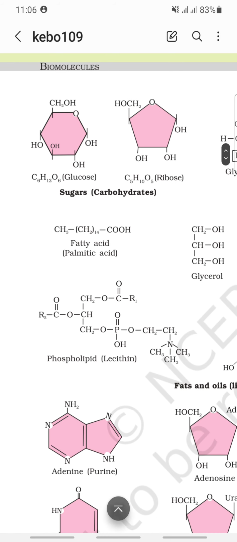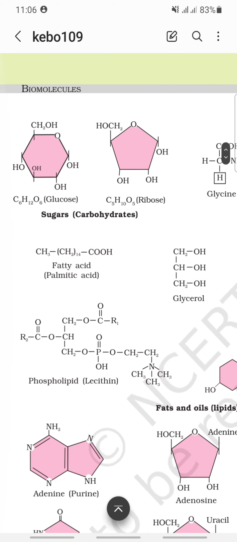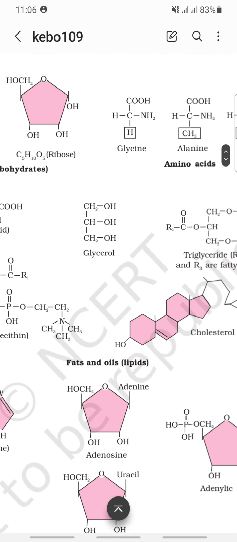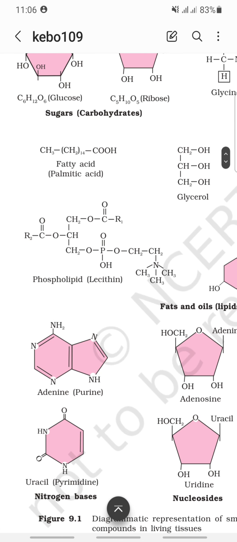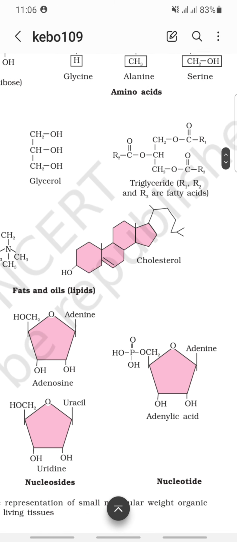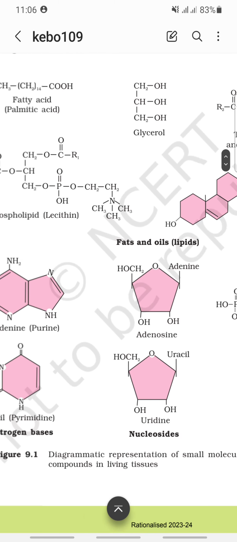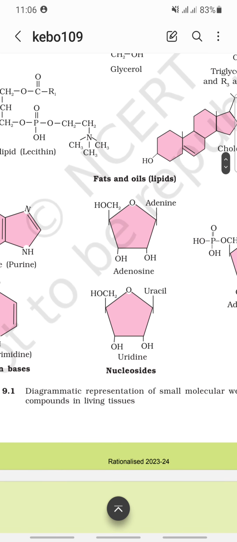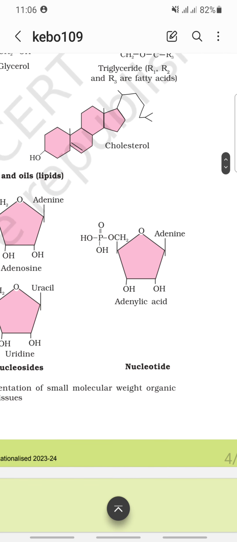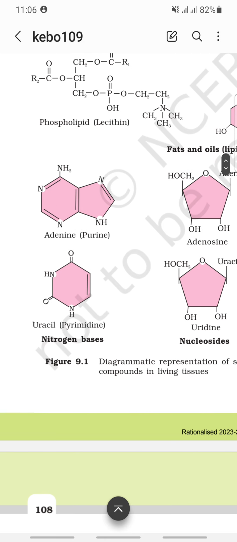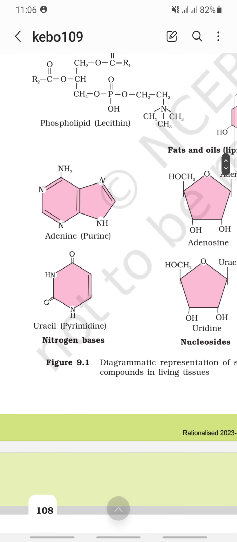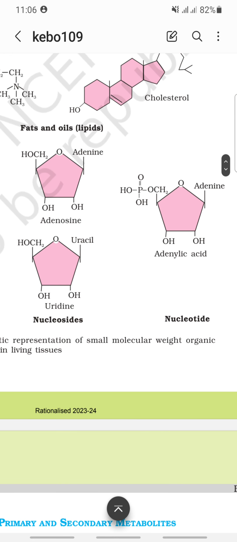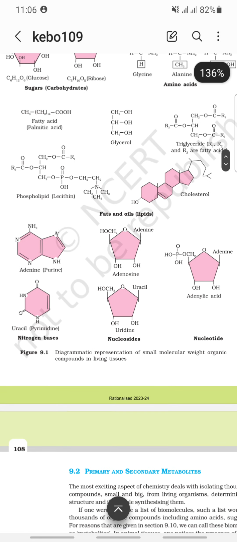Fatty acids: palmitic acid; glycerol; triglyceride with R1, R2, R3 as fatty acids. Phospholipid: lecithin. Fats and oils, lipids, cholesterol. Nitrogen bases: adenine, purine, uracil, pyrimidine. Nucleosides: adenosine, uridine. Nucleotides: adenylic acid.